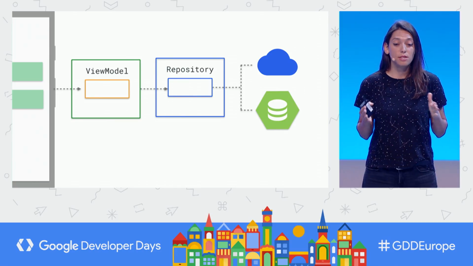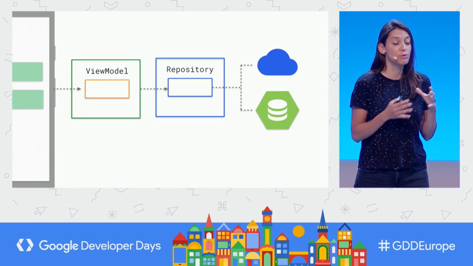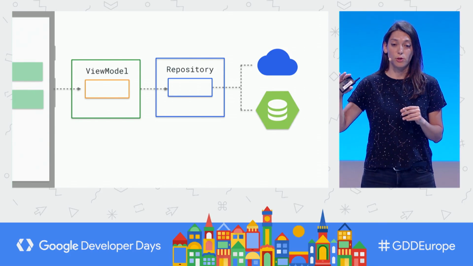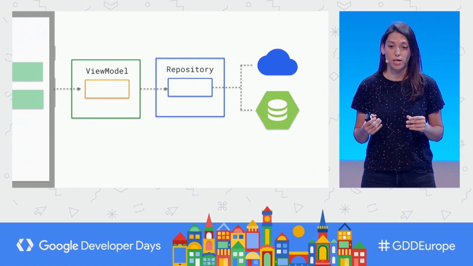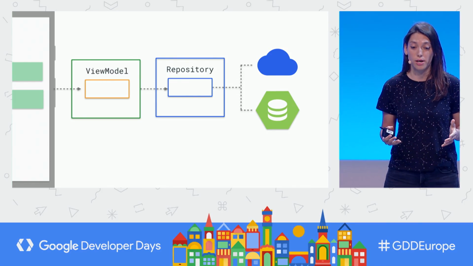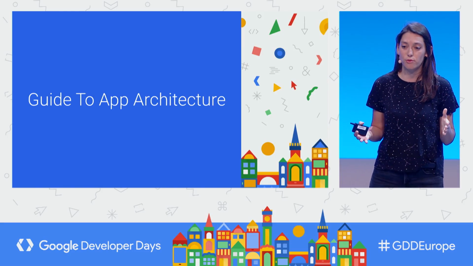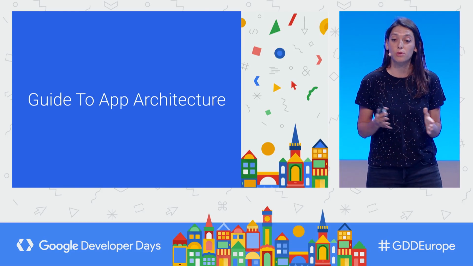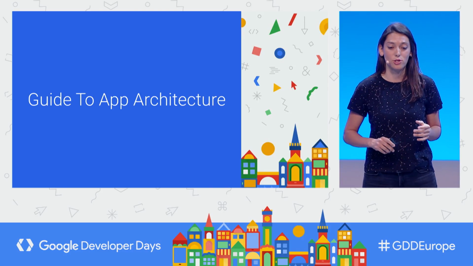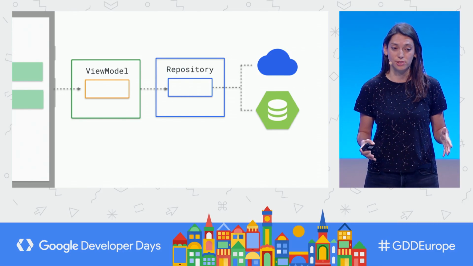So using observable queries means that we have a UI that observes and reflects the latest changes in the database, because the repository would expose a live data object, and then the view model will also expose a live data object for the UI. So what I've been mentioning until now, with the view models and with the repositories, is what we called a guide to app architecture. It provides testability and separation of concerns.